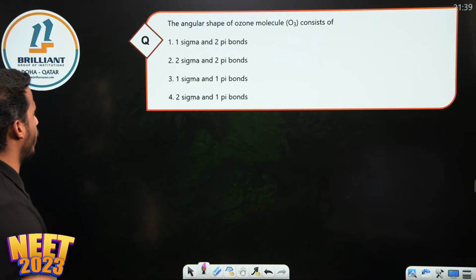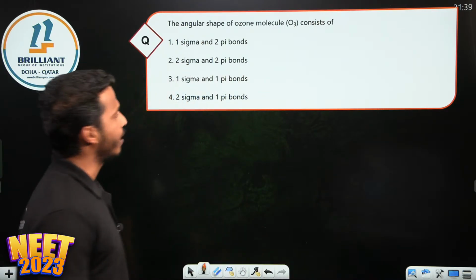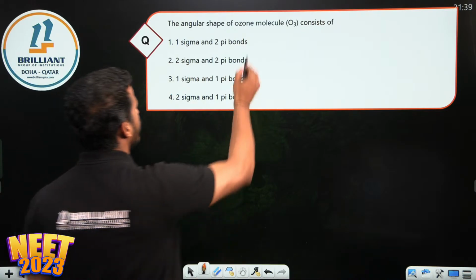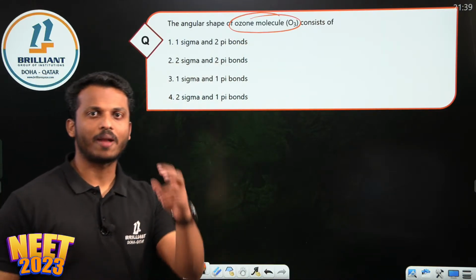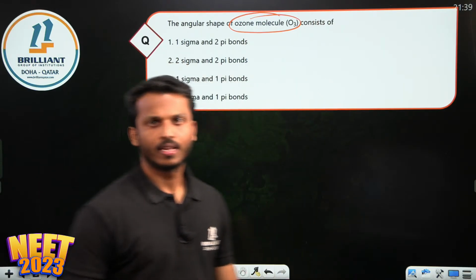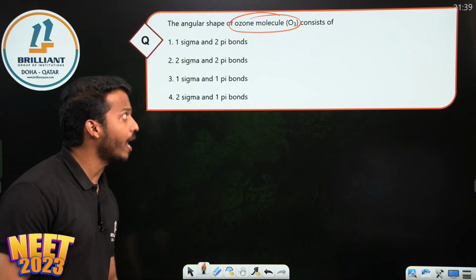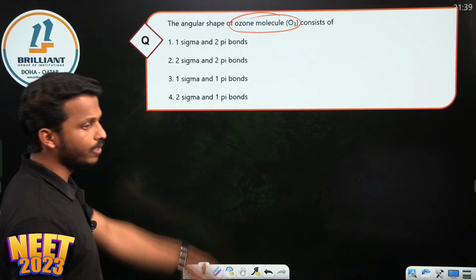Yeah. Next one. The angular shape of ozone molecule consists of. In the ozone molecule, in this shape, how many sigma bonds and pi bonds are present? I think it's an easy question. You can answer. Tell me, dear all, how many sigma bonds and pi bonds are present in ozone, in its angular shape?